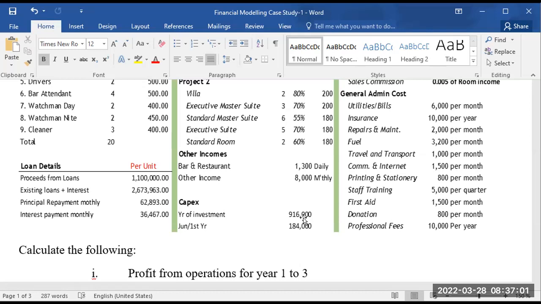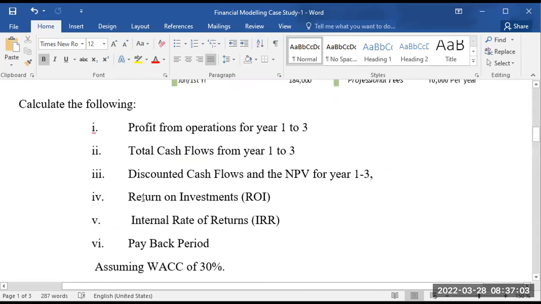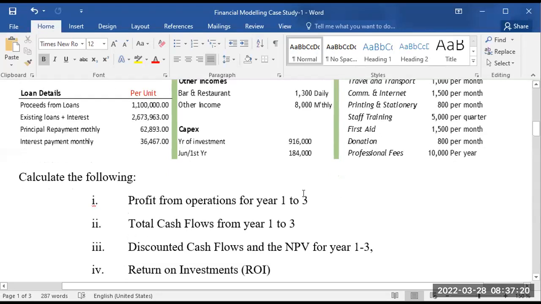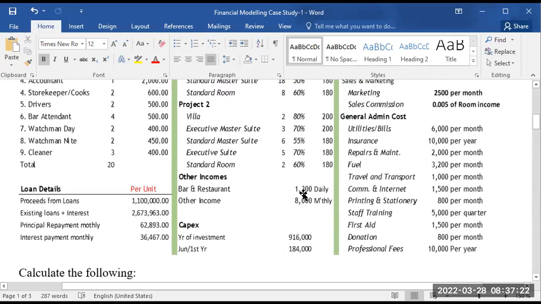So let's take note that when we are calculating the return on investment, we're not going to use 916,000. Neither are we going to use 184,000, but rather we use the summation of 916 and 184, which is 1.1 million, for the investment. And I think that is clear.